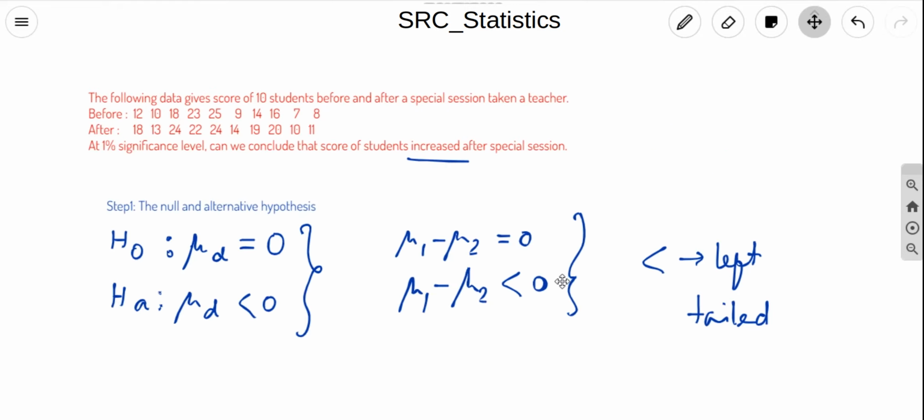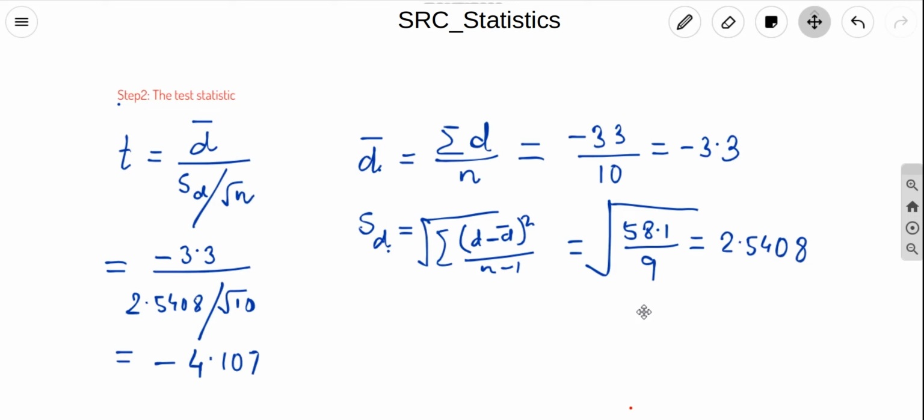So far we have done the hypothesis testing paired t-test with the conventional method. That is, we found the test statistic, found the critical value, and compared the test statistic with the critical value. Now we shall do it with the p-value approach, where after we find the test statistic, we find the p-value and compare the p-value with the level of significance. For the p-value approach, the first two steps are the same, that is, formulating the null and alternative hypotheses and finding the value of the test statistic, which comes out to be negative 4.107.